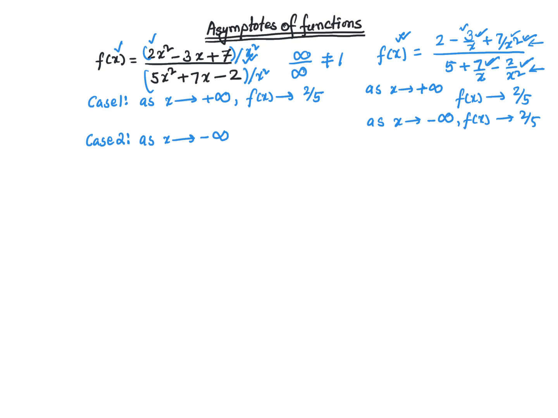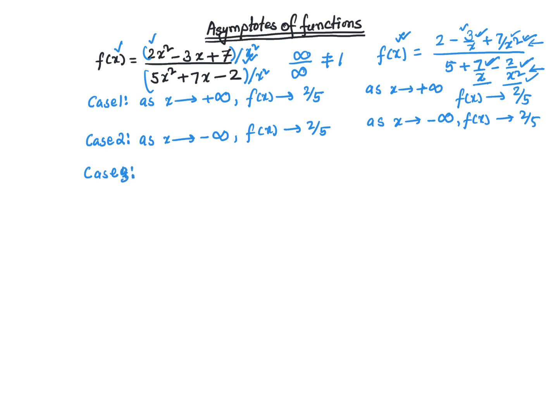Now, how it goes to 0, it depends, right? If you're going towards negative infinity, these values, 7 over x, approach 0 from the negative side. Actually, for 2 over x square, it's from the positive side, I guess. But it doesn't really matter for us so long as it's approaching 0. So in either of these cases, f of x approaches 2 over 5. Now, there is case 3 and maybe potentially case 4.